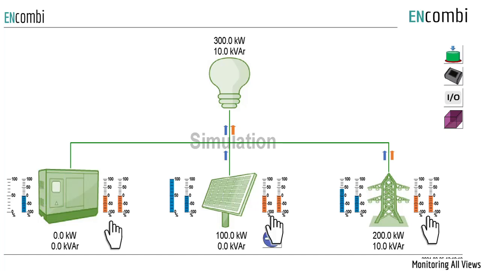On the right-hand side of the sources, two orange bar graphs are shown. The one to the left shows the reactive power loading of the source in percentage. The one to the right shows the deviation from the reactive power reference in percentage.